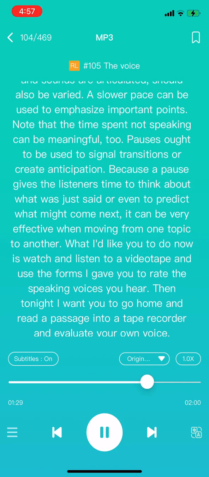Pauses ought to be used to signal transitions or create anticipation. Because a pause gives the listener time to think about what was just said, or even to predict what might come next, it can be very effective when moving from one topic to another.